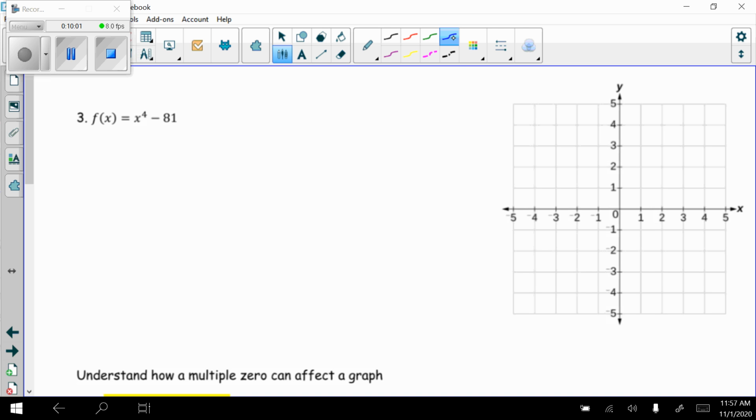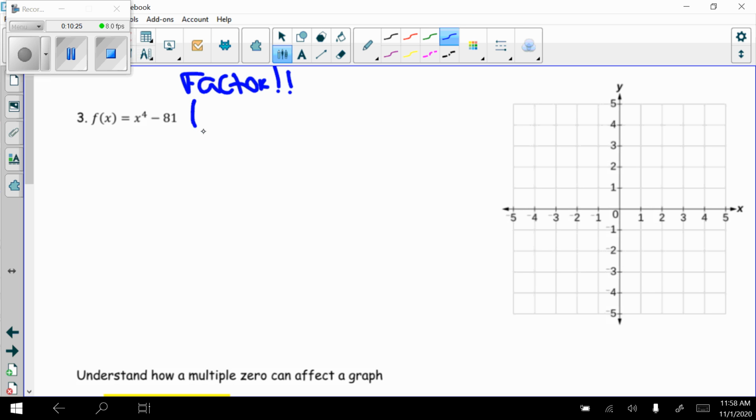f of x equals x to the fourth minus 81. Again, I see that this has not been factored. So again, the first thing we must do is factor. So x to the fourth minus 81. I notice that 81 is a perfect square. And I notice that it's a subtraction. So this is a difference of squares.